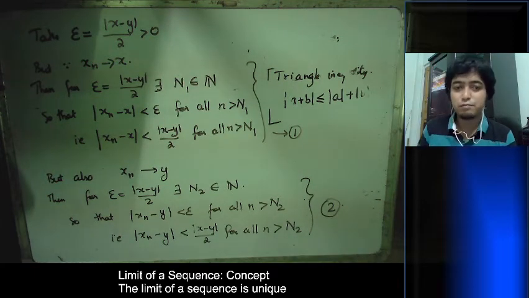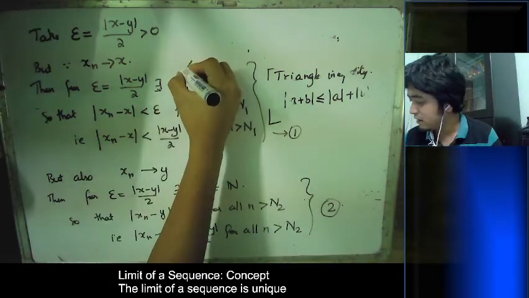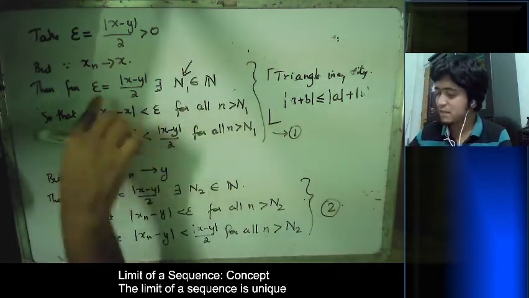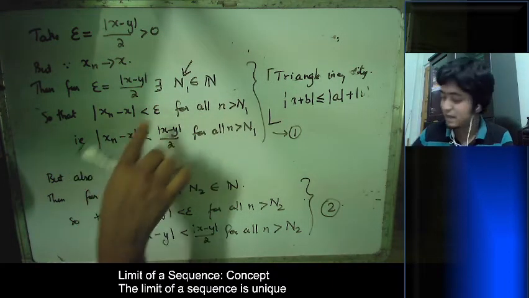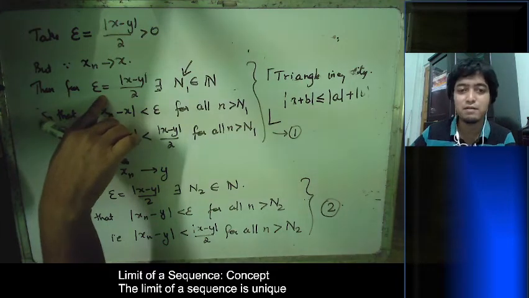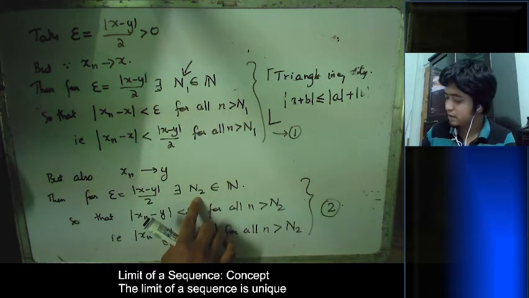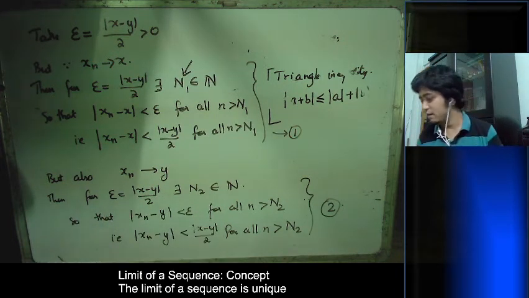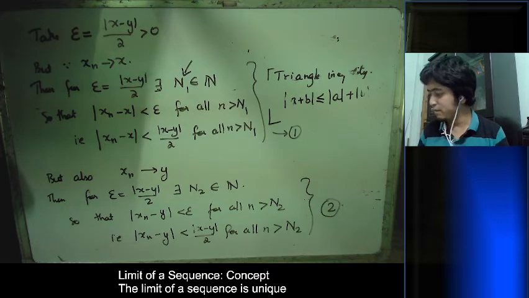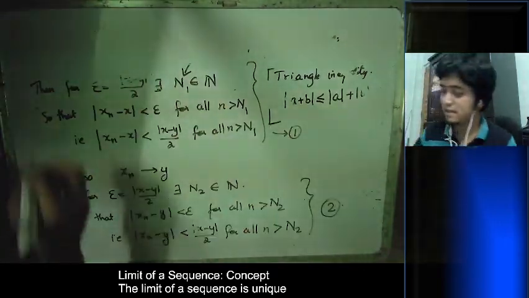So what are we noticing over here? This n1 works for this epsilon and for x. n2 works for epsilon and it works for y. So what will we do now? Now we will try to use the triangle inequality.